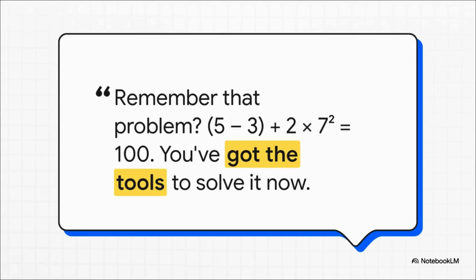So, let's look back at where we started. That problem, 5 minus 3 plus 2 times 7 squared. It doesn't look so bad now, does it? That's because you've got the tools. You understand the language of the symbols, you know the grammar of BIDMAS, and you know how all the numbers work. What seemed really complicated at the start is now just a straightforward, step-by-step process.